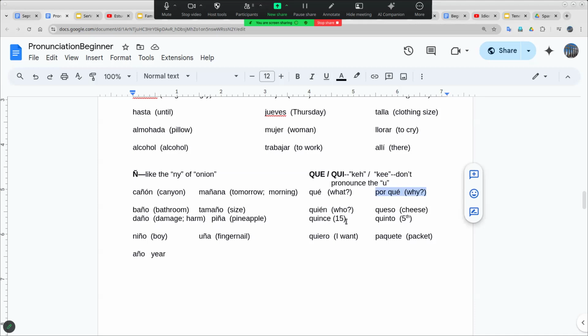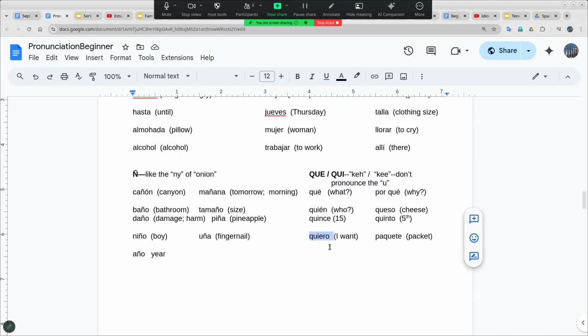And here are some words that you will hear a lot. This is a common word. We'll see this later on today. The word for 15 has a QUI combo. Quince. The combination for the word that means I want. Quiero. See? Quiero.